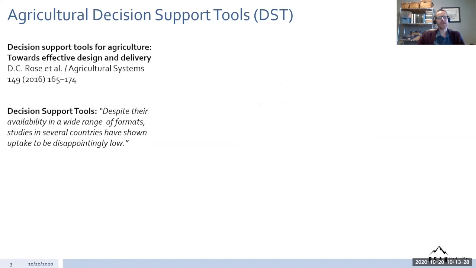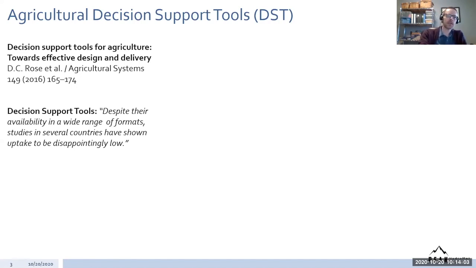There's one study, a paper from a couple of years ago that I really like, and maybe this is a discouraging way to start. The paper says, despite their availability in a wide range of formats, studies in several countries have shown uptake to be disappointingly low. So for a guy that works on these types of things, with products trying to help farmers, it's sort of discouraging to see a study that says there's not a lot of uptake. I could see that as discouraging, but maybe I see that as a challenge.